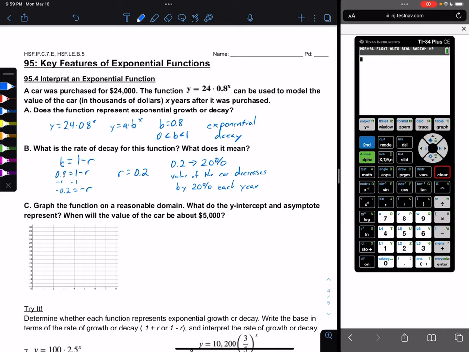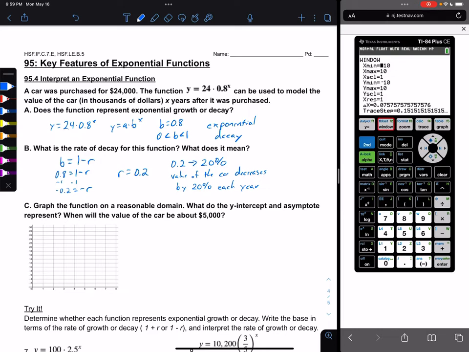So let's go to our y equals screen, and let's type in our function, 24 times 0.8 raised to the x power. I'm putting the 0.8 in parentheses. You can also type it as 24 times 0.8, but for me, this is going to work out. Now, in terms of the window, if I graph this, the window doesn't really help me very much. So I'm going to click on window here, and I'm going to change my x-min, x-max, my scales, things like this.